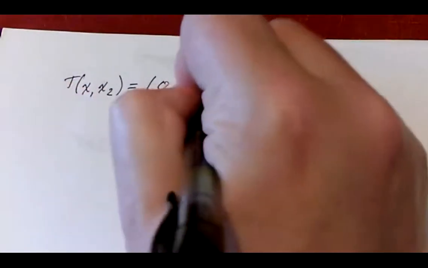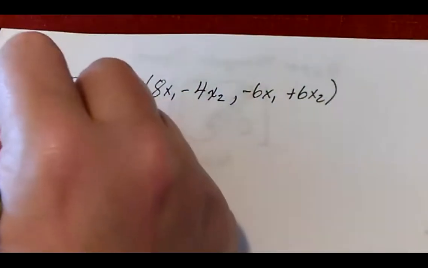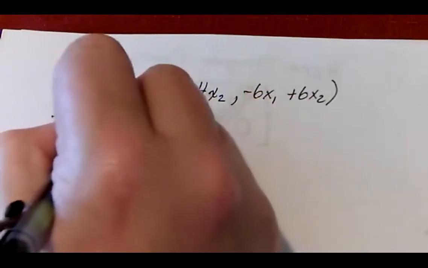All right, one more example type problem here. So I'm going to have a transformation. Well, my transformation T acts on the vector x1, x2, writing it in horizontal format there, and it produces 8x1 minus 4x2, negative 6x1 plus 6x2.